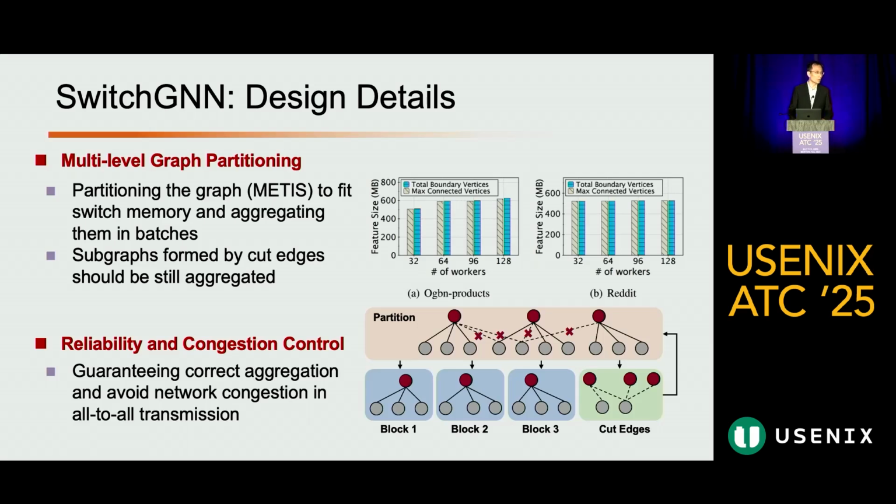We also develop a congestion control mechanism inspired by DCQCN, or Data Center Quantized Congestion Notification protocol, to manage congestion. It uses ECN marking to detect congestion early and adjust the sending rates dynamically so that in-network aggregation is robust even under heavy traffic conditions.